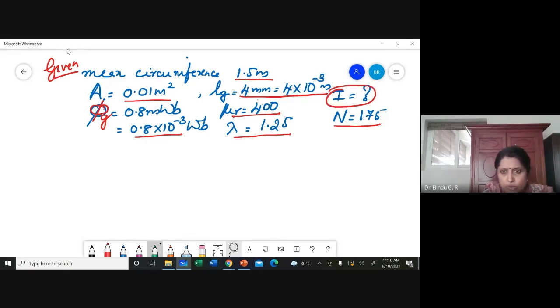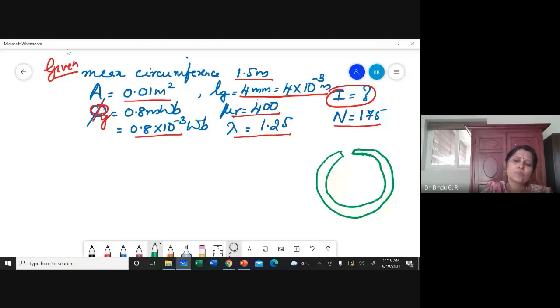So if I draw the iron ring, oh God, it came very nice now. I'm getting used to drawing this. Okay, so this is your iron ring and you have a current passing through the coil here of 175 turns. Now they have given you that this is a 4 mm air gap. Whatever flux is there, it is phi_g.